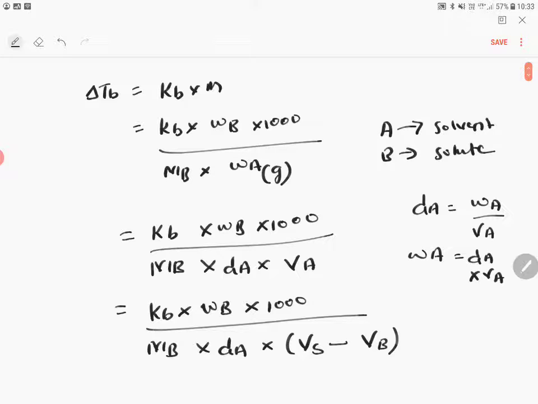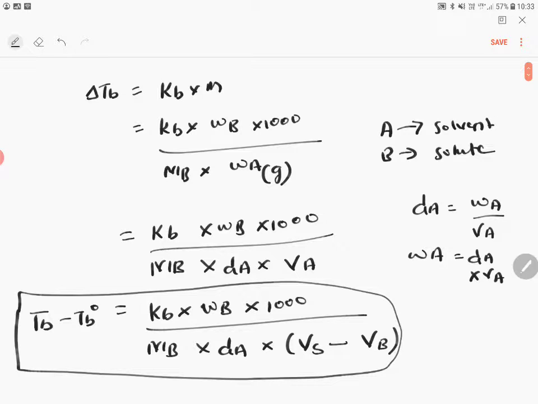So therefore, if the data is given, TB minus TB naught is equal to KB into WB into 1000 divided by molar mass of solute into density of solvent into volume of solution minus volume of solute, which will give volume of solvent. So based on this, they give the experimental data. You should be able to extrapolate the formulas and do the numerical. Okay, great.